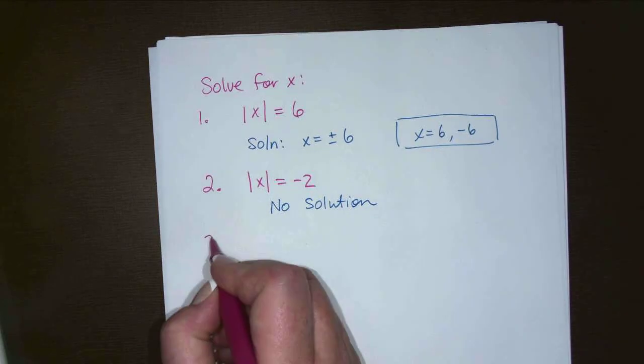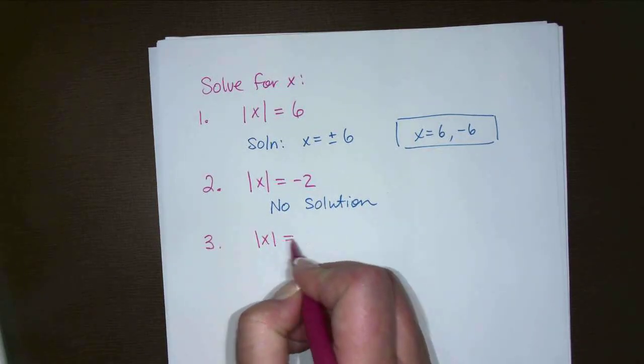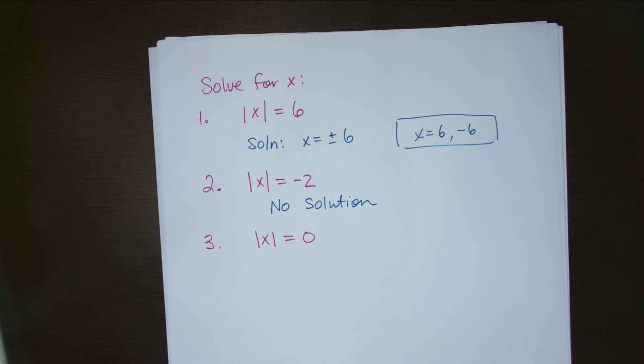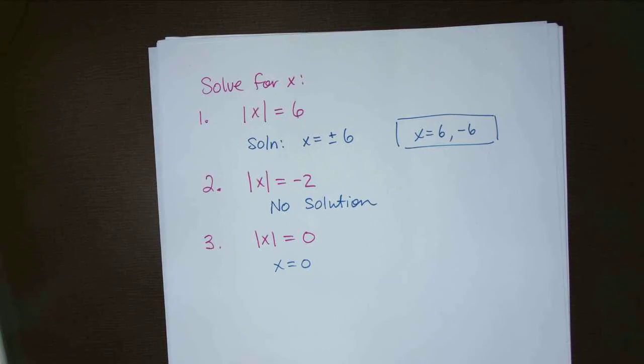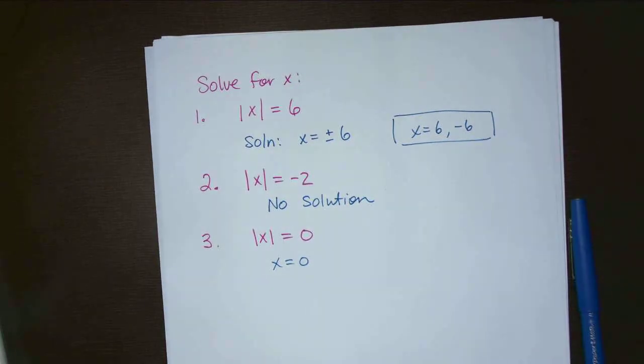Now, what about 0? 0, just 0. Not 2 answers, not no answer, but 1 answer, and if we plugged in 0, it would work. So, there could be 1 answer, no answers, or 2 answers for these.